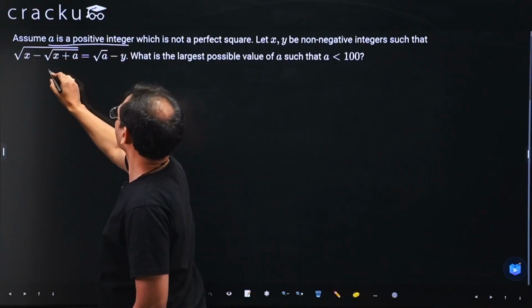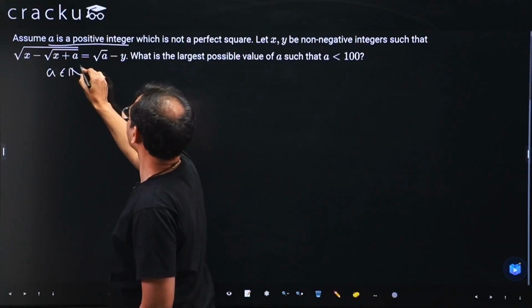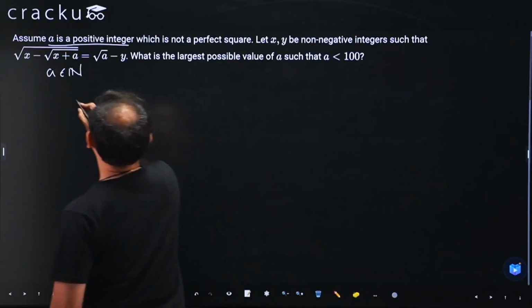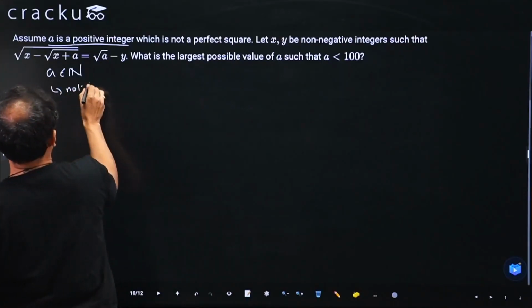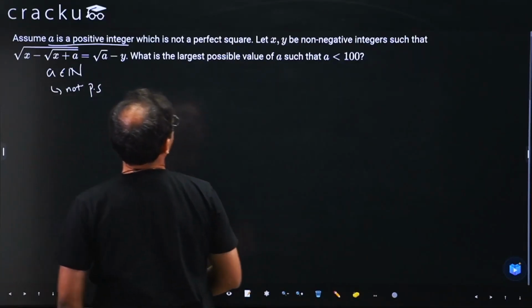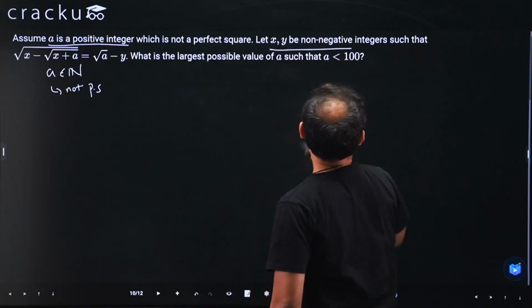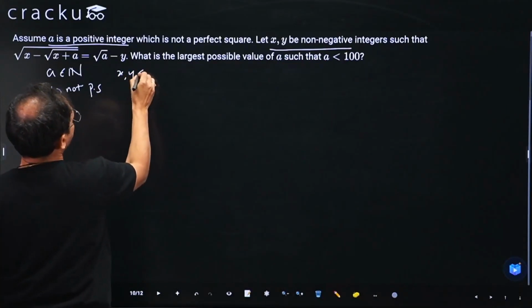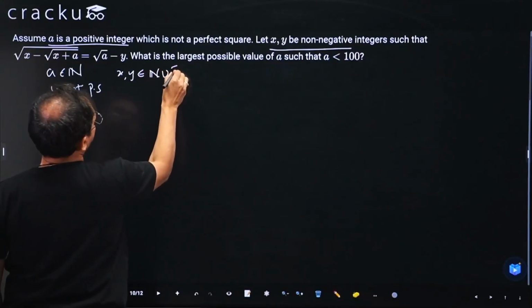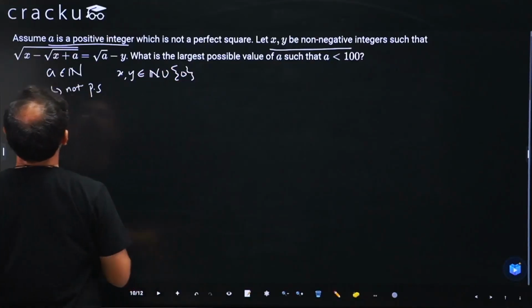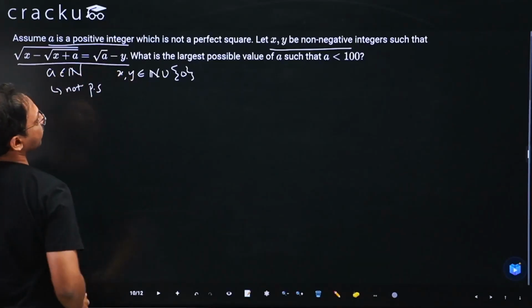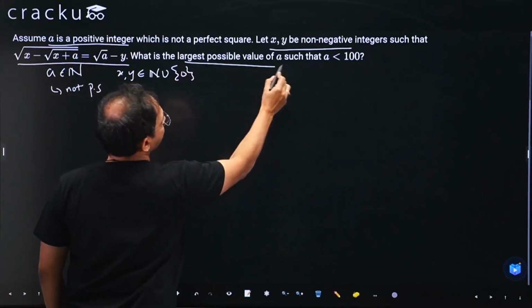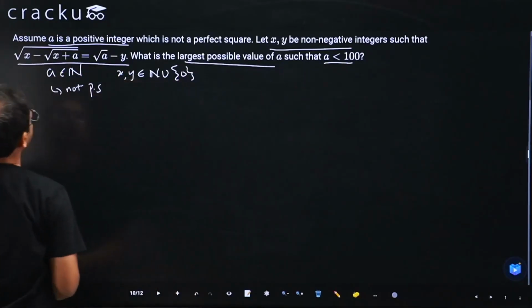Assume a to be a positive integer, that is a natural number, which is not a perfect square. Let x and y be non-negative integers, so they are whole numbers, such that this equation is satisfied. What is the largest possible value of a which is less than 100?